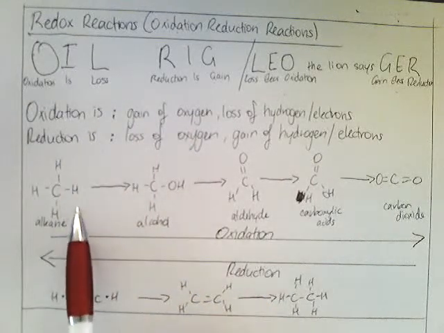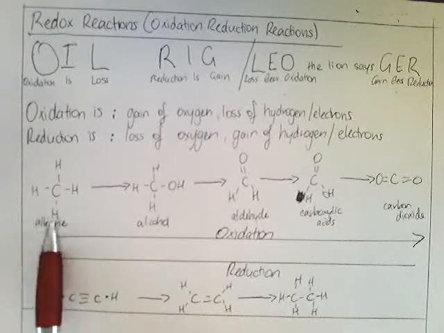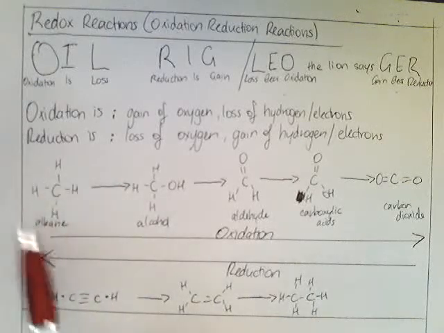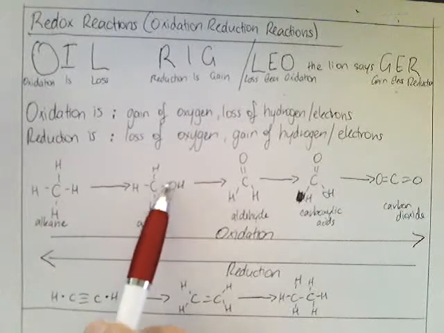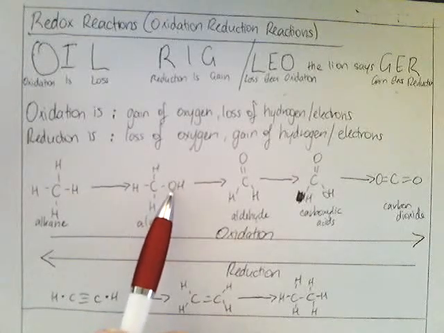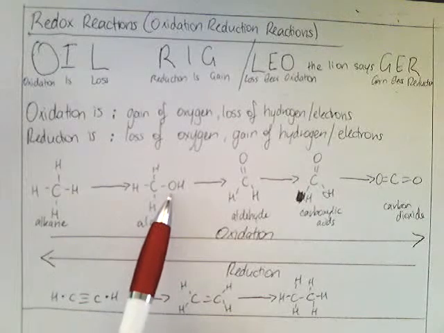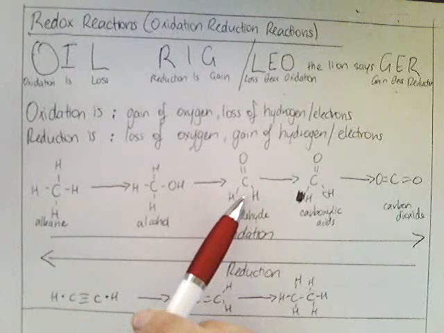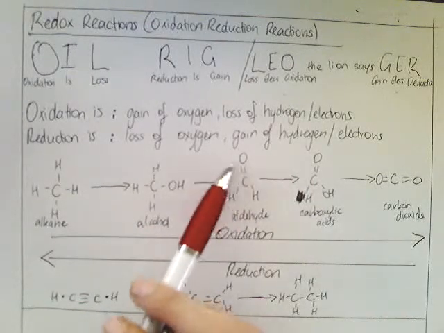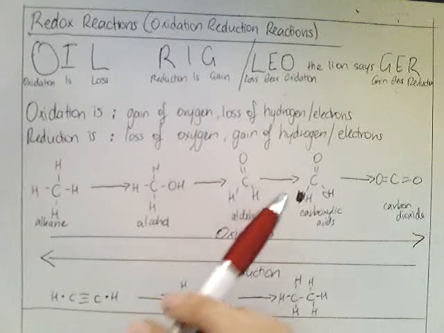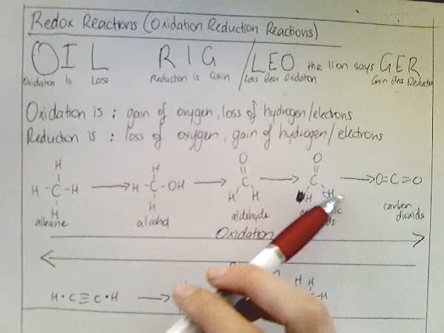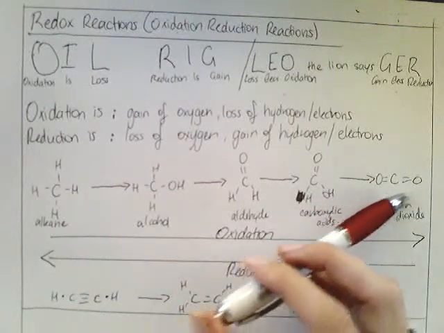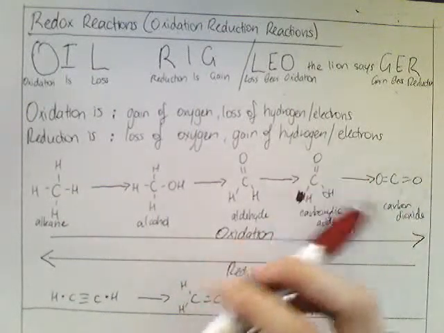So down here, I'll show you how you can move between our functional groups. So we start with an alkane here and we move to an alcohol. It has become oxidized because we now have an OH group. We have an oxygen we didn't have before. This is then oxidized further to an aldehyde, even less hydrogen, over to a carboxylic acid, more oxygen, and all the way through to carbon dioxide, which doesn't have any hydrogen.